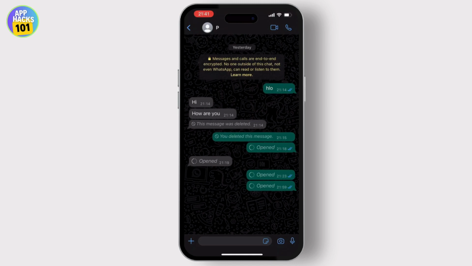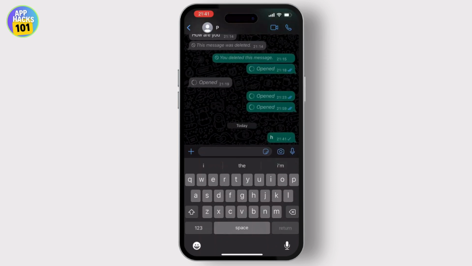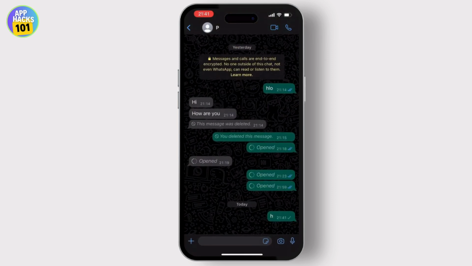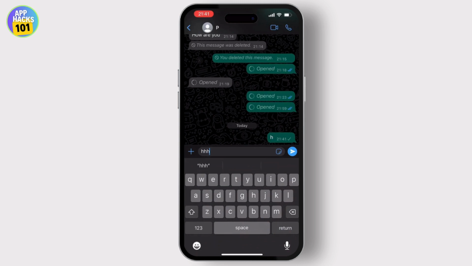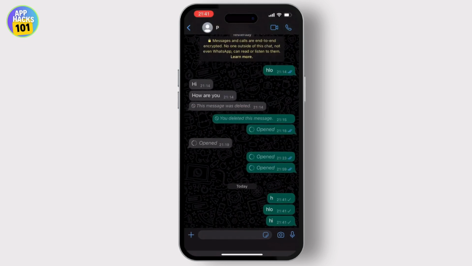The other way to check is to check with the chats. Send them some message, and if the tick is one for a long period of time, then they might have blocked you.